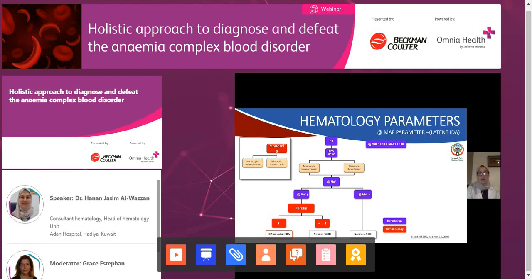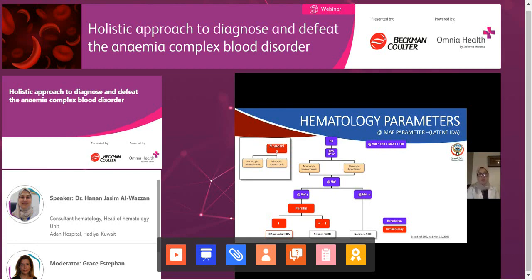So using the MAF can help in the diagnosis, and first you identify the presence of anemia, then the anemia could be either normocytic, and if it is very early iron deficiency, it's likely normocytic, or it could be macrocytic in case of more severe iron depleted erythropoiesis.